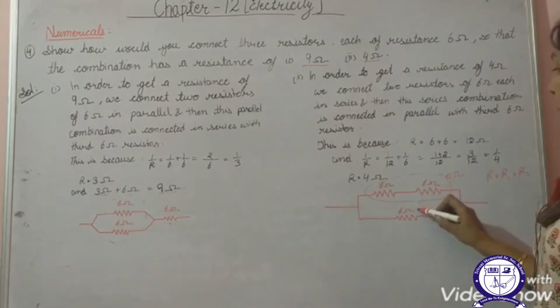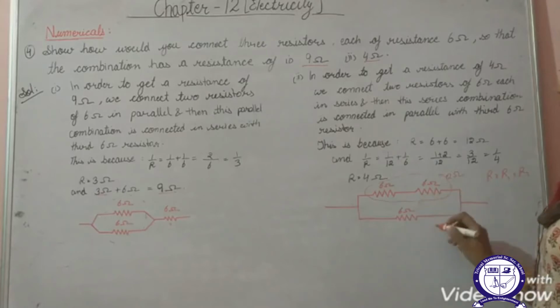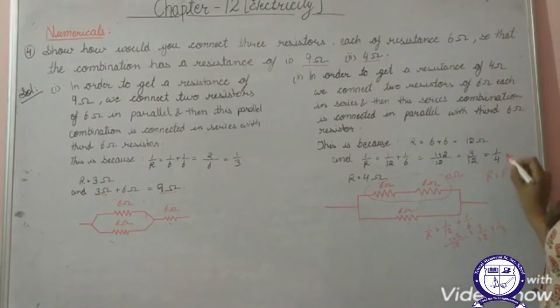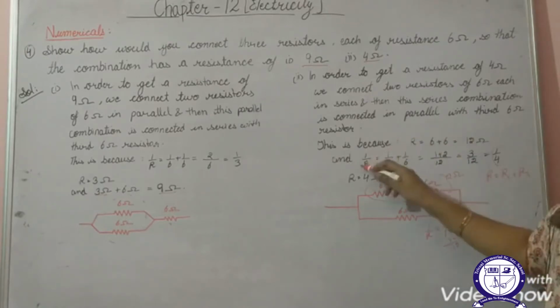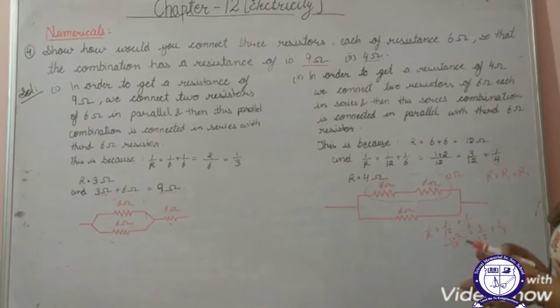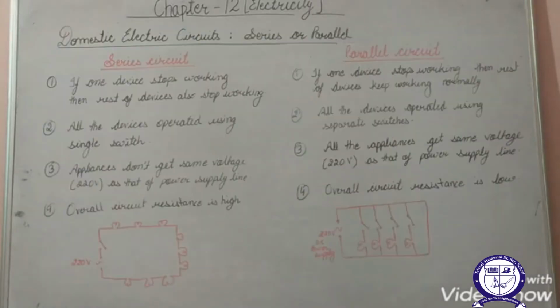Now this 12 ohm resistance is connected in parallel with the 6 ohm resistance, that is 1 by R equals 1 by 12 plus 1 by 6. On solving it, we will get 3 by 12, that is 1 by 4. Here I have shown. So on reversing it, you will get 4 ohm. This was about the second part. In the first part, we connected two resistances in parallel, then in series, and in the second part, we connect two resistances in series with the third one in parallel.